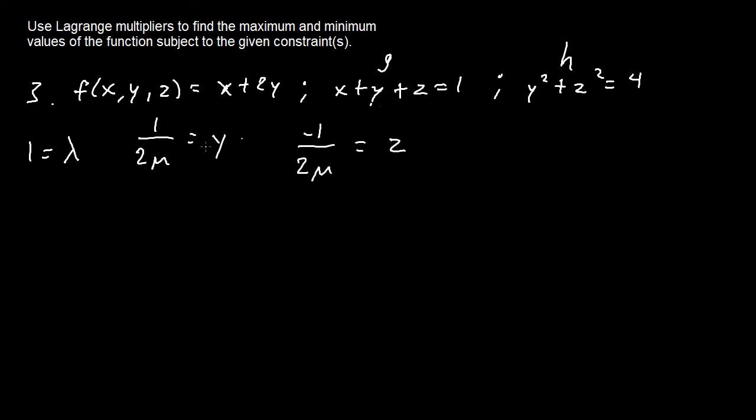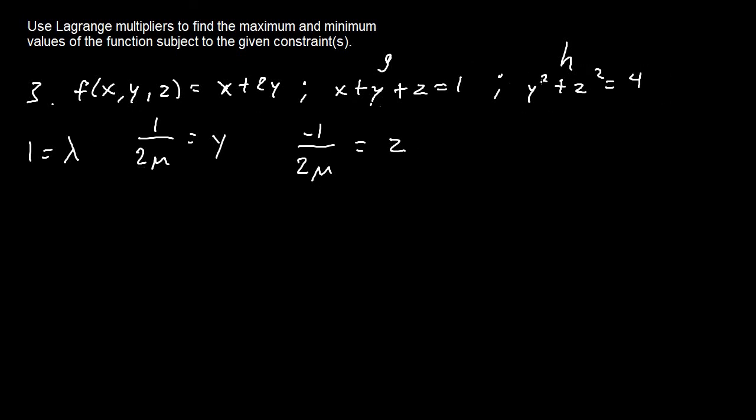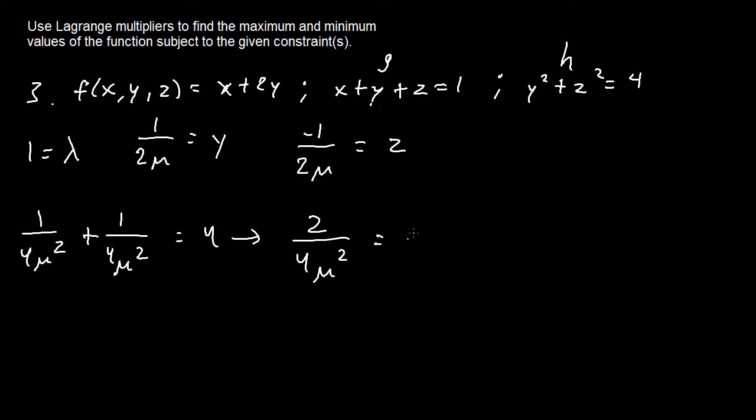So now, given what y and z equal, I can substitute both of these into the h constraint. So let's do that. Now y squared, so we have 1 over 2 mu squared, which is 1 over 4 mu squared, plus z squared, which is also 1 over 4 mu squared, since negative 1 over 2 mu squared is that. That's going to equal 4. Since they have the same common denominator, I can add the numerators. So 1 plus 1 is 2. 2 over 4 mu squared equals 4. I can simplify that to 1 over 2 mu squared equals 4.